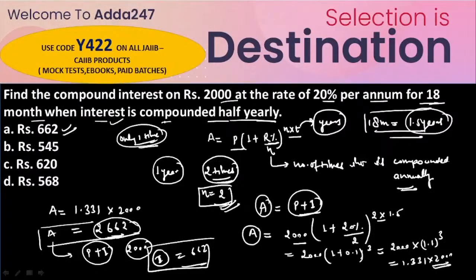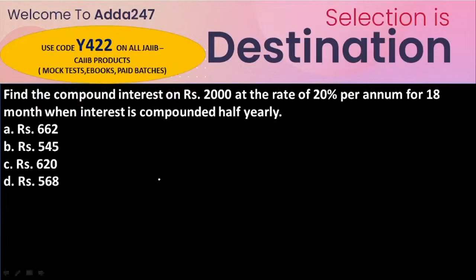One more way you can solve this kind of question in the exam. This is formula based, so just understand how we can solve it very quickly. We have to calculate the compound interest on 2000, and the rate of interest given is 20%, but it is compounded half yearly. So just write here 10%.